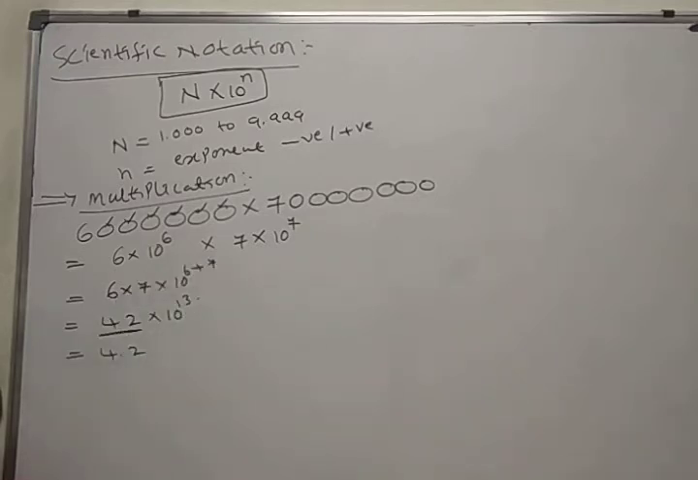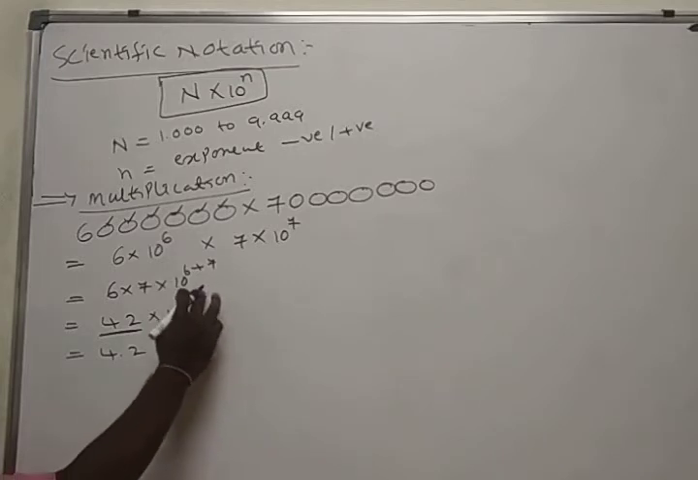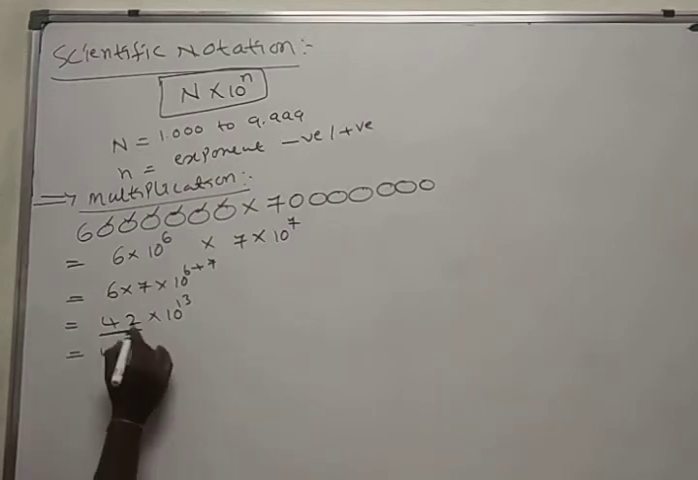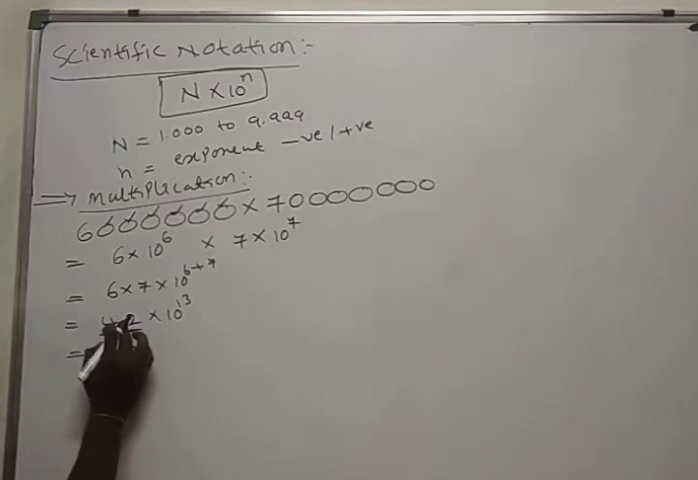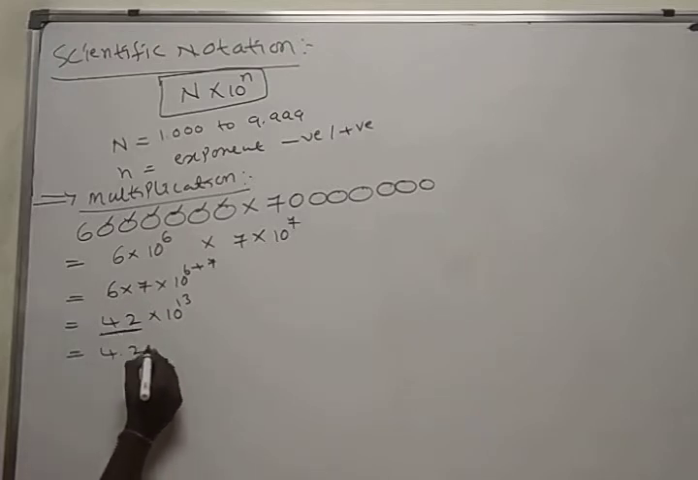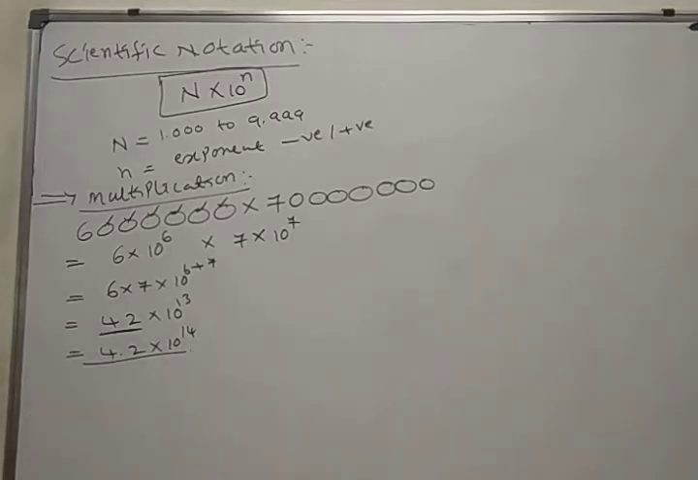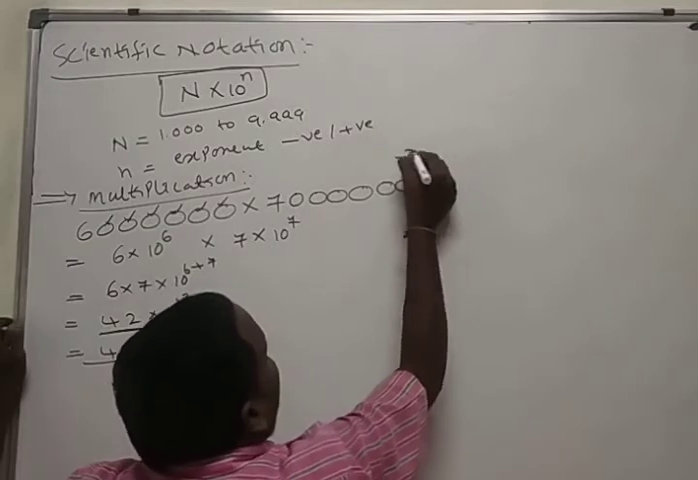If the decimal moves to the left side, you add 1. Here we put the decimal to the left side of the number. So 4.2 into 10 to the power of 14. 4.2 into 10 to the power of 14. Okay, this is one multiplication. By using scientific notation, we do multiplication easily. Then in continuation, we will see division.